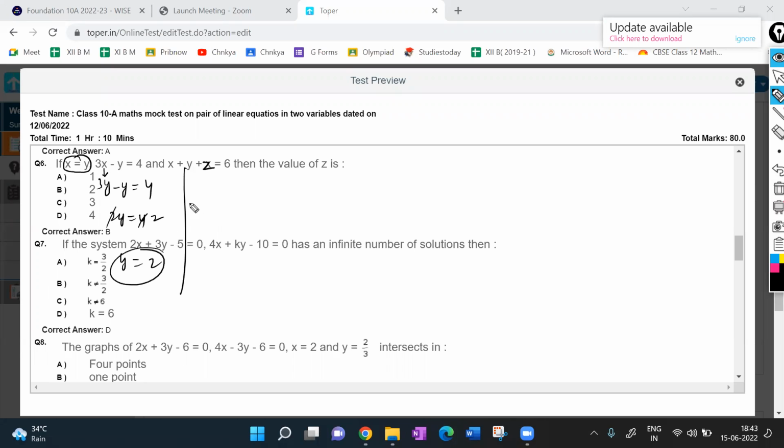So x is also 2 now. Why? Because x is equal to y, right? X is also 2 now. So 2 plus z is equal to 6. Z is equal to 2. Option B is correct. Correct? Understood, guys? Here it should have been z, not x. All right? Guys, any doubts? It was a very easy question.